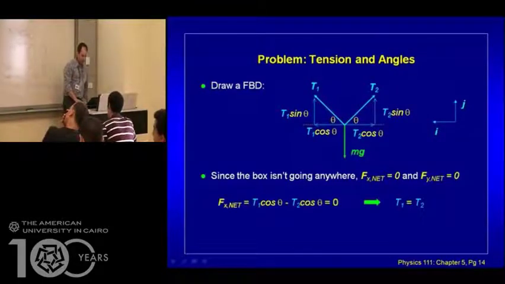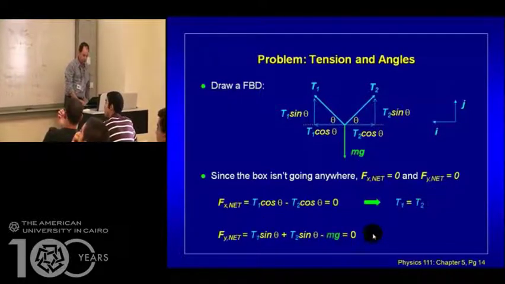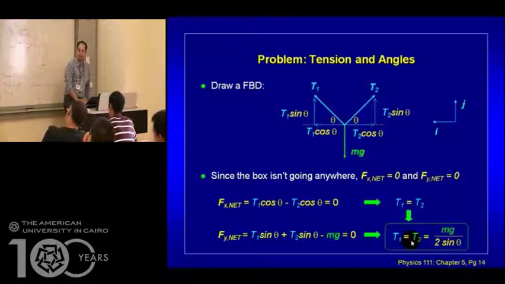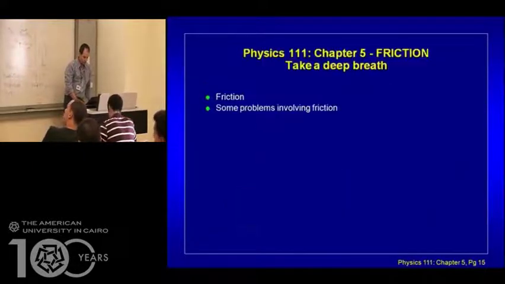So guys, that's the solution. From the sum of the forces along the x-axis, you get T1 equal to T2. From the sum of the forces along the y-axis, you can get more information about T1 and T2. You can actually get a numerical value for T1 and T2 if you know the mass, g, and the angle theta. I'm going to skip that.